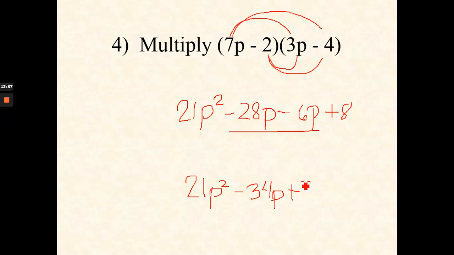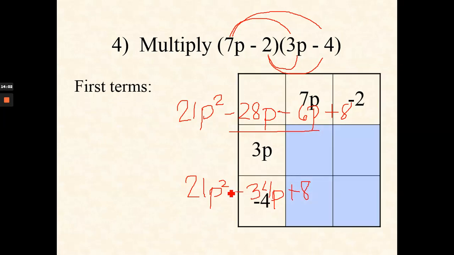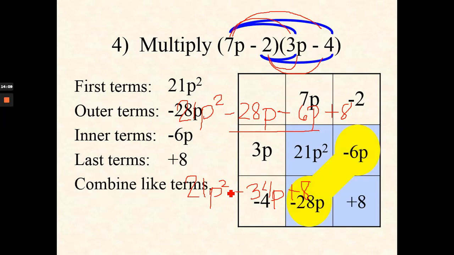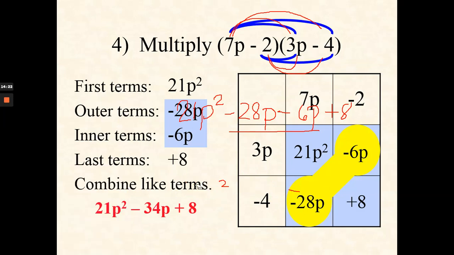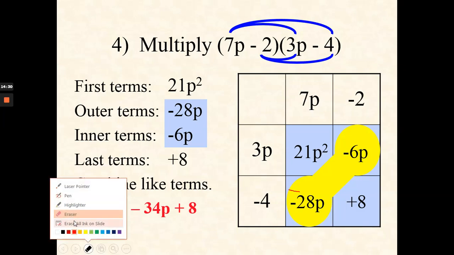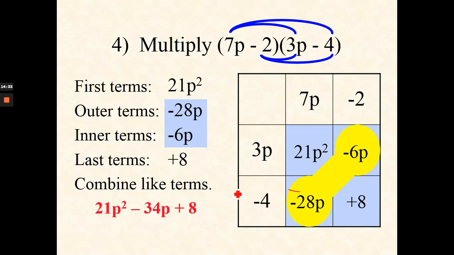Plus 8. Okay? So that is now the answer. Let us try to find out if we arrive with the same answer using the box method. So the answer there is 21p squared minus 34p plus 8. I showed you through the FOIL method, and we have here the box method. Hope you understand it, using the FOIL and the box method.